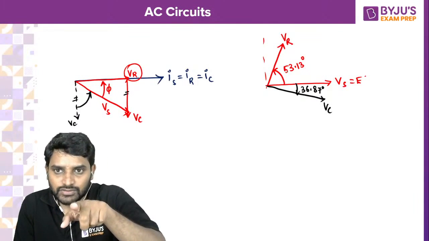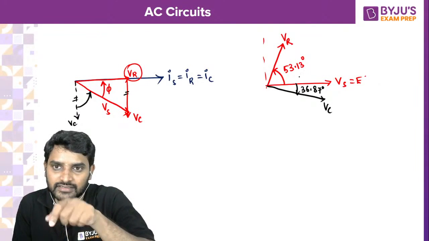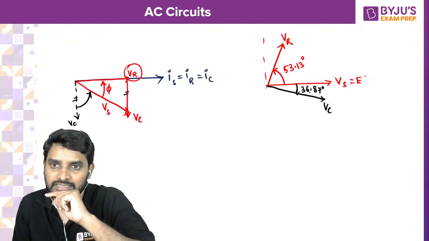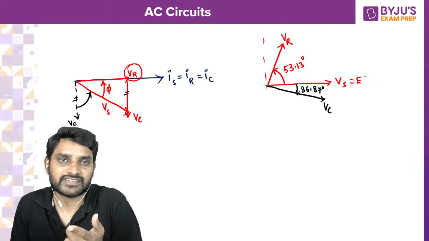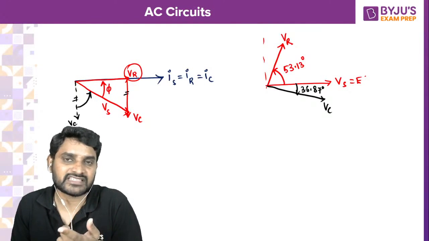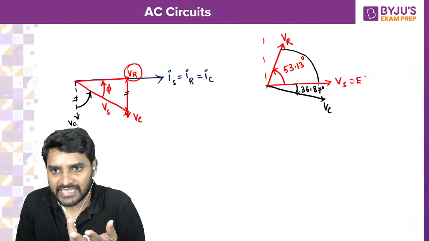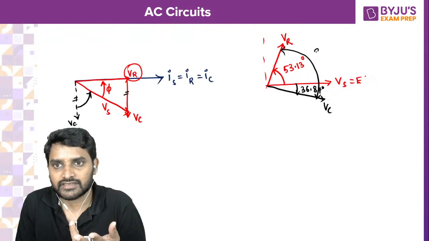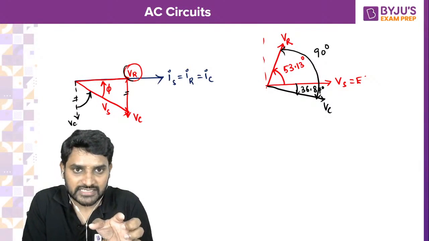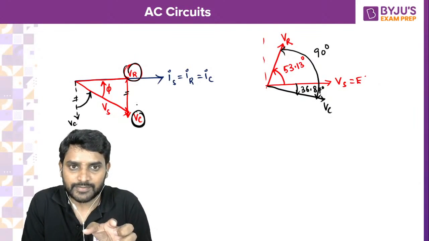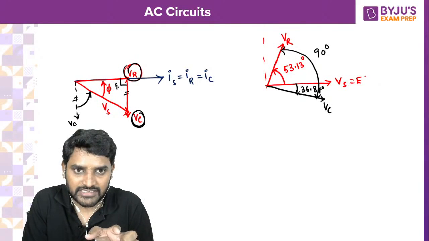You add up these two, 53.13 and 36.87. 50 plus 30, it will be 80. 3 plus 6, it will be 89. So 90 approximately. You see the angle between voltage across resistance and voltage across capacitance. You see the angle is 90 degrees.